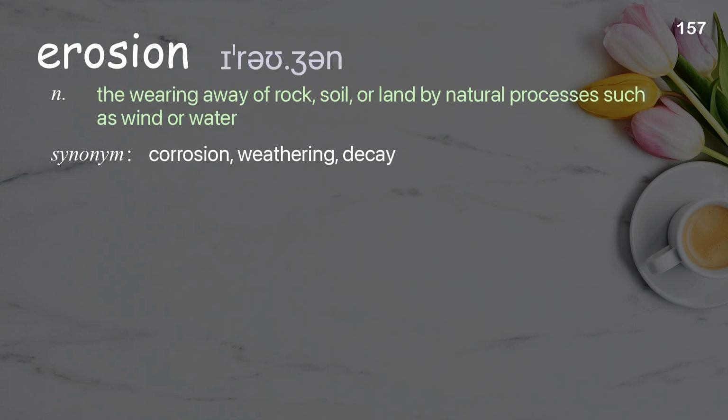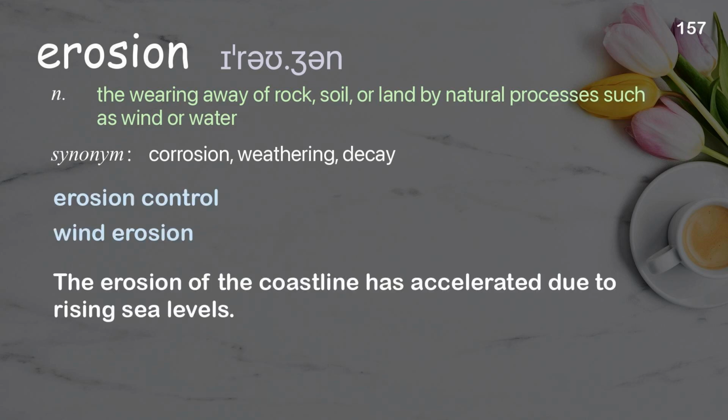Erosion. The wearing away of rock, soil, or land by natural processes such as wind or water. Examples: erosion control, wind erosion. The erosion of the coastline has accelerated due to rising sea levels.